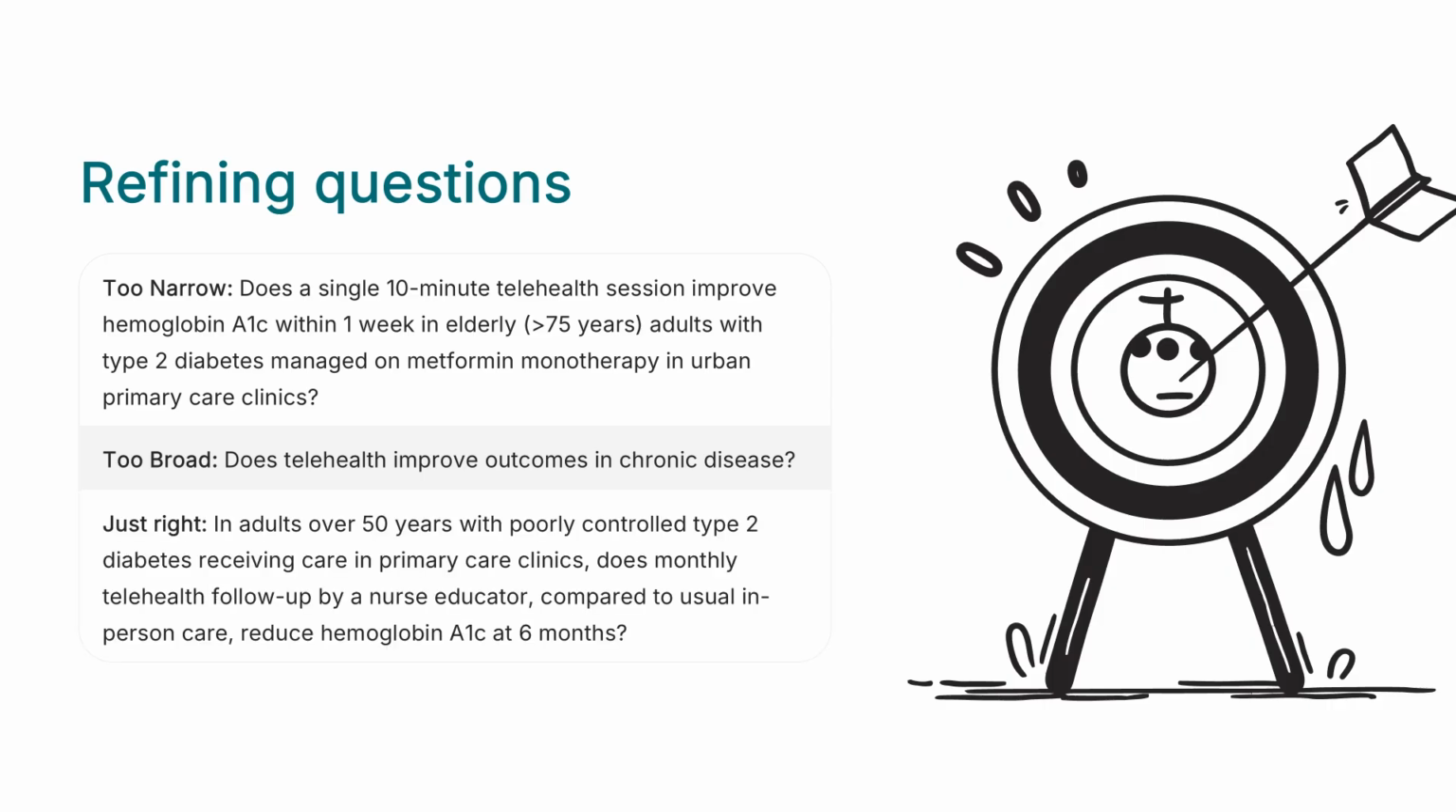For example, in adults over 50 years with poorly controlled type 2 diabetes receiving primary care, does monthly telehealth follow-up by a nurse educator, compared to usual in-person care, reduce hemoglobin A1C at 6 months? This well-focused question addresses a practical, relevant issue while ensuring feasibility, meaningful impact, and generalizability in real-world practice.